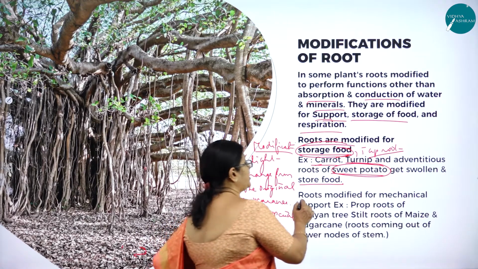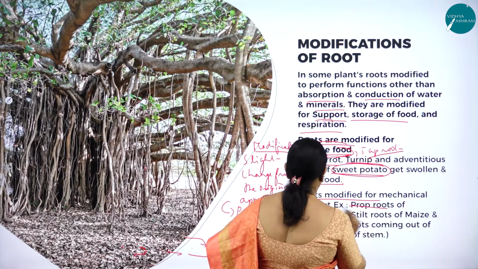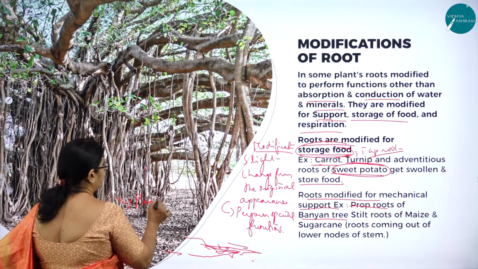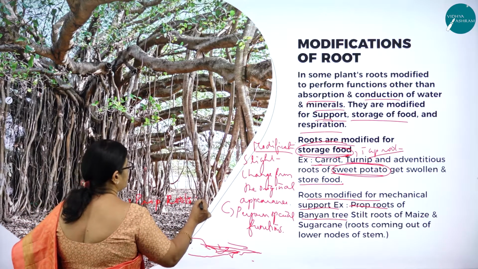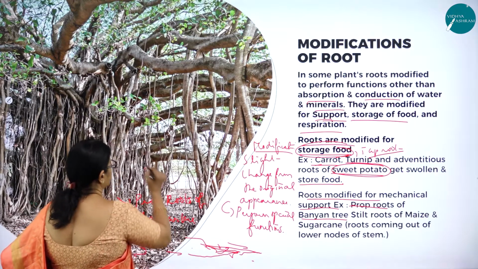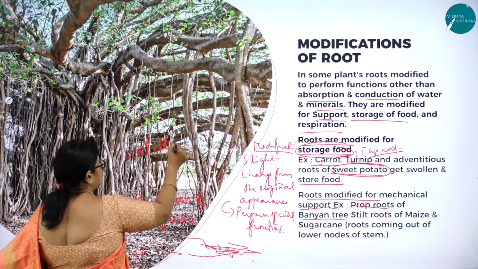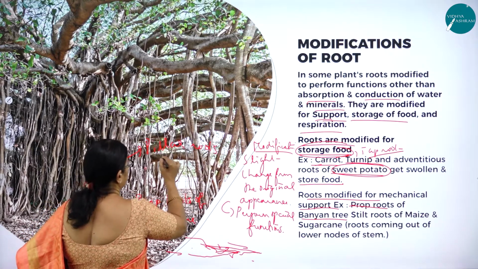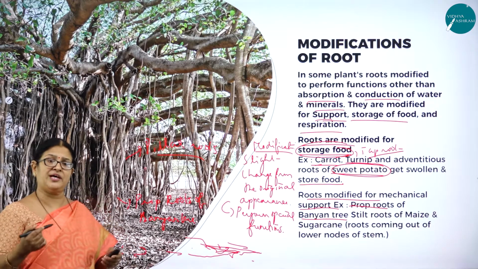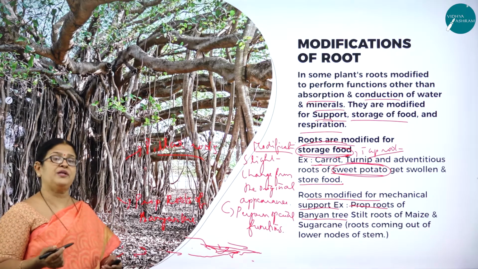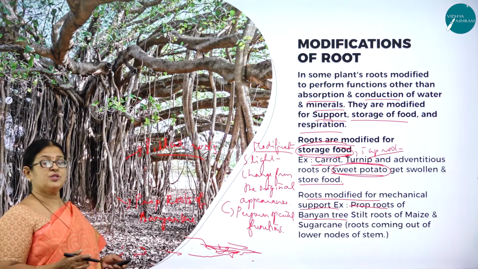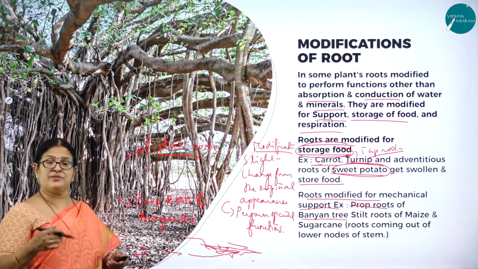Then roots modified for mechanical support, you can take the prop roots of banyan tree. This is called the prop roots of banyan tree. These are also called as what? Pillar roots. Why are they called pillar? What is the function of a pillar? I think all of us know a house is built with the help of pillars. Four pillars are very, very important. They give mechanical support to the whole house. So the whole weight of the house rests on those pillars.